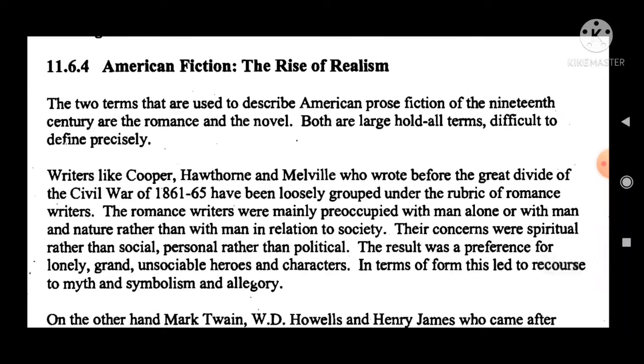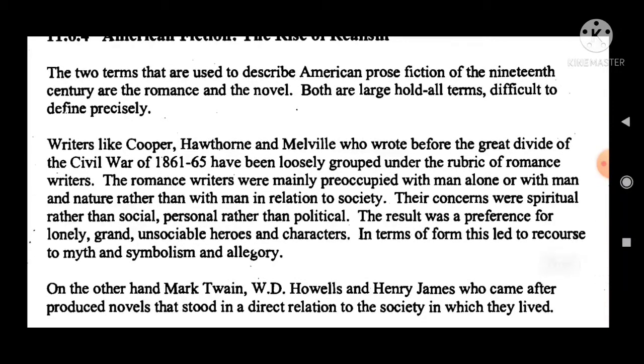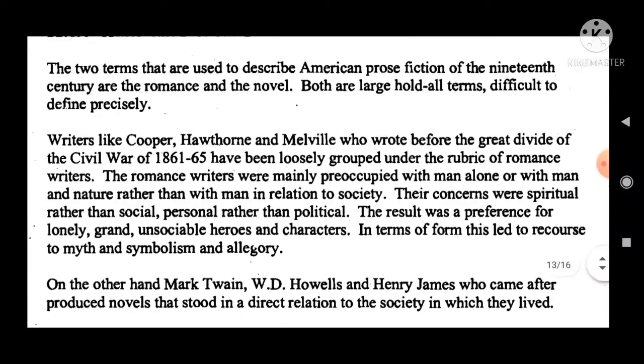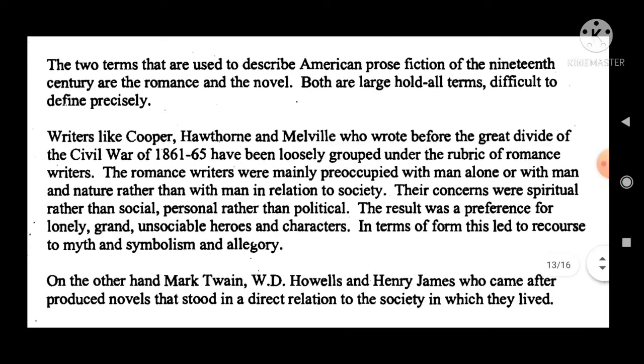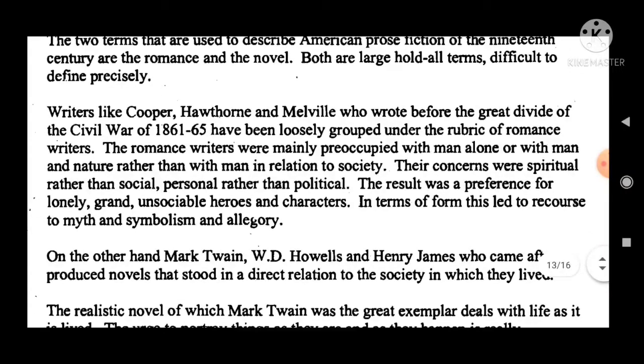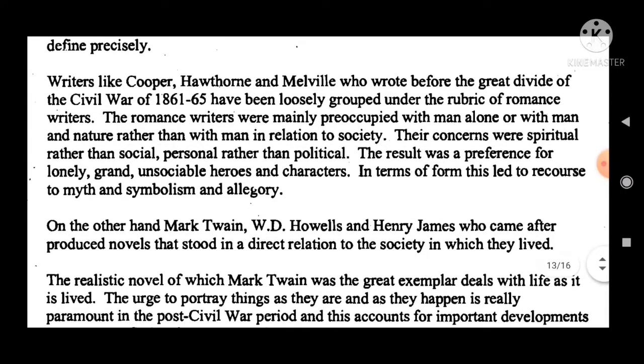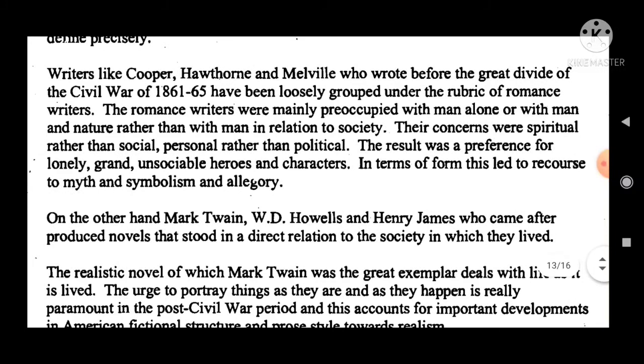American fiction: the rise of realism. The two terms that are used to describe American prose fiction of the 19th century are the romance and the novel. Both are large hold-all terms, difficult to define precisely. Writers like Cooper, Hawthorne and Melville, who wrote before the Great Divide of the Civil War, 1861 to 65, have been loosely grouped under the rubric of romance writers.